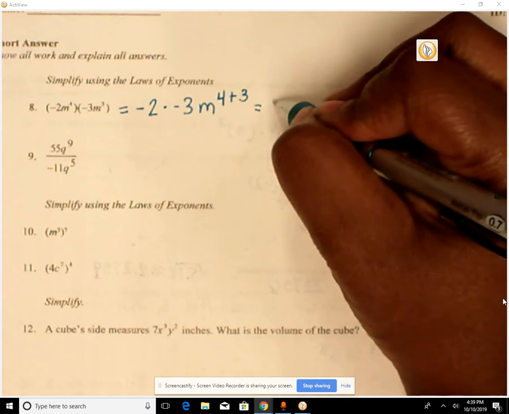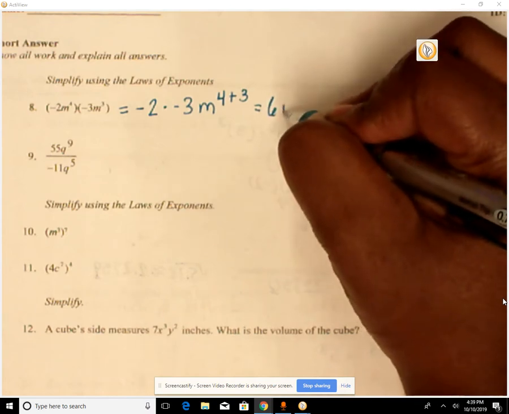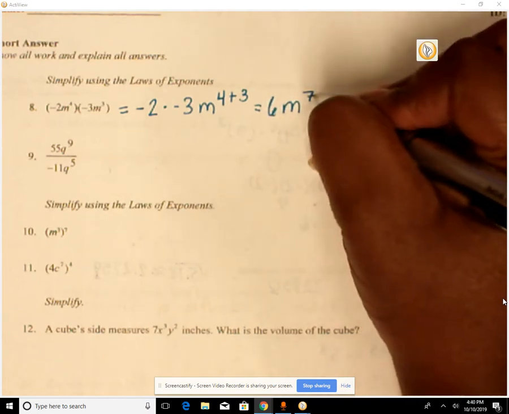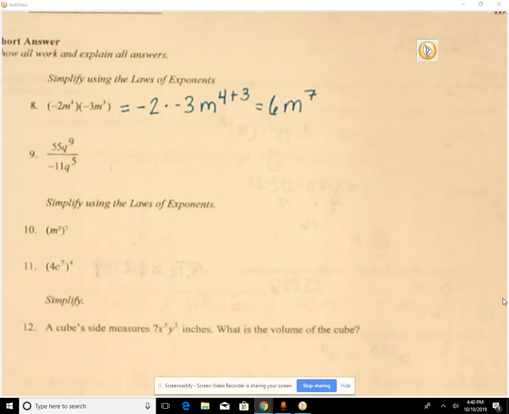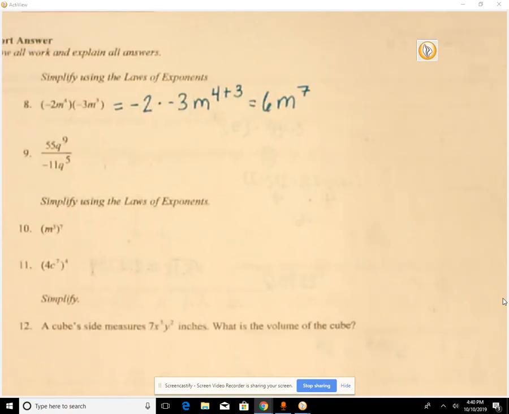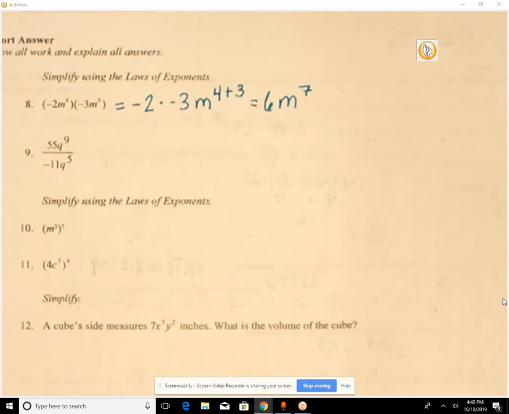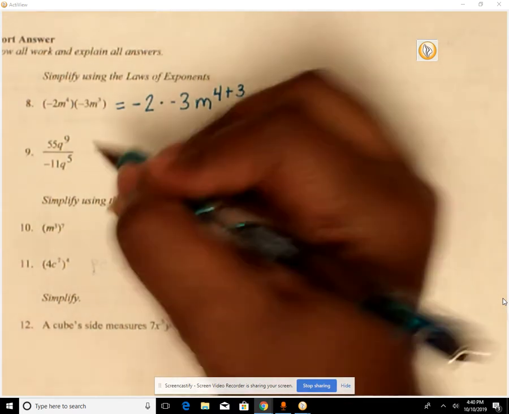-2 times 3 is a positive 6. M to the 7th power, because 4 plus 3 is 7. And that's our answer. That's it. We can't do anything to m because we don't know what it is.